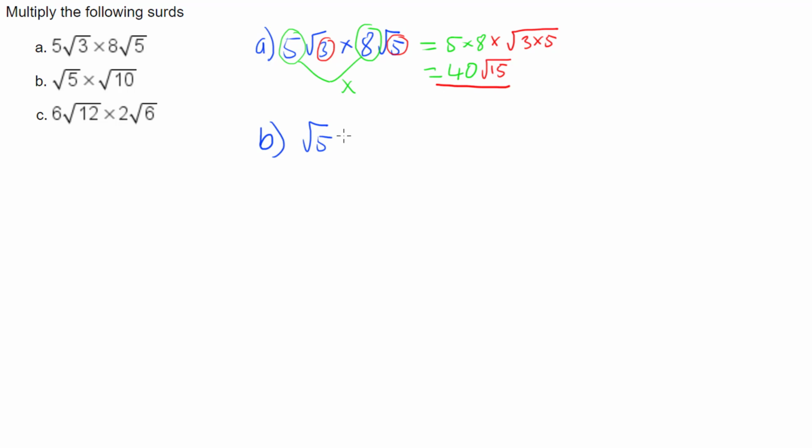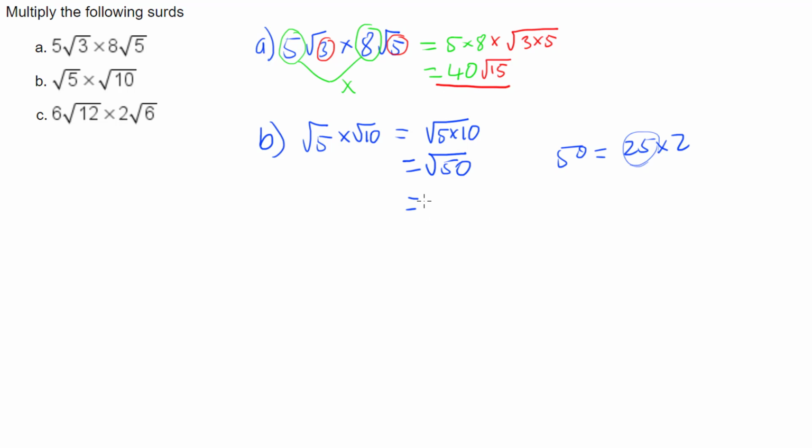That's root 5 times root 10. This time I don't have any coefficients, so I'm not going to worry about those. I'm just going to go straight into multiplying the two numbers underneath the surd, so 5 times 10, which would give me the square root of 50. And this time I can simplify this because 50 is 25 times 2. So I've got my square number.